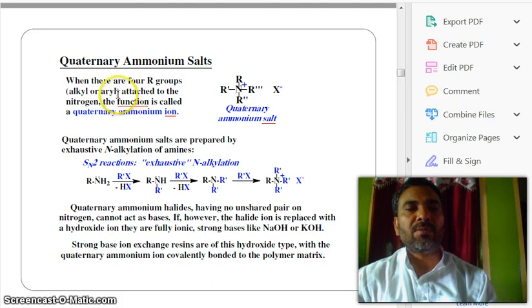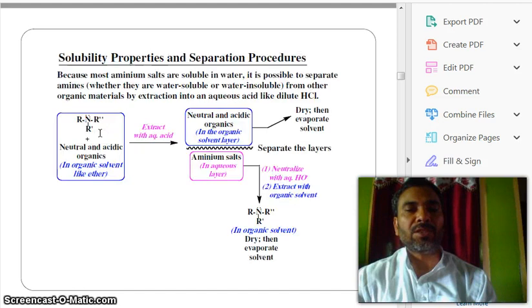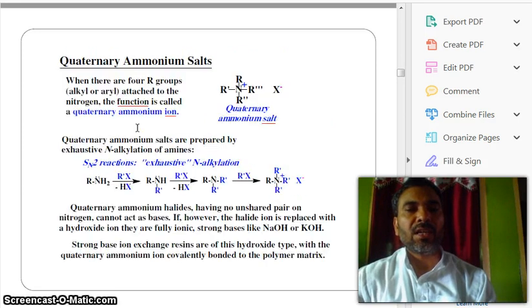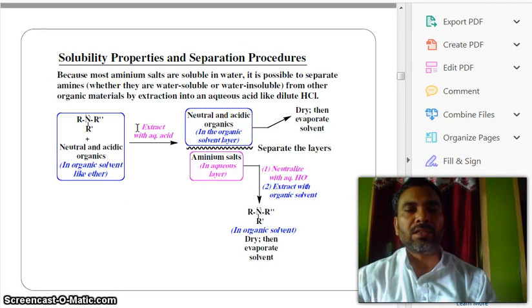So friends, this is all about the quaternary ammonium salts, and that is important because it is formed by exhaustive alkylation of amines. Now look at the solubility properties and separation procedure. So friends, I will talk about this in the next lecture and next video.